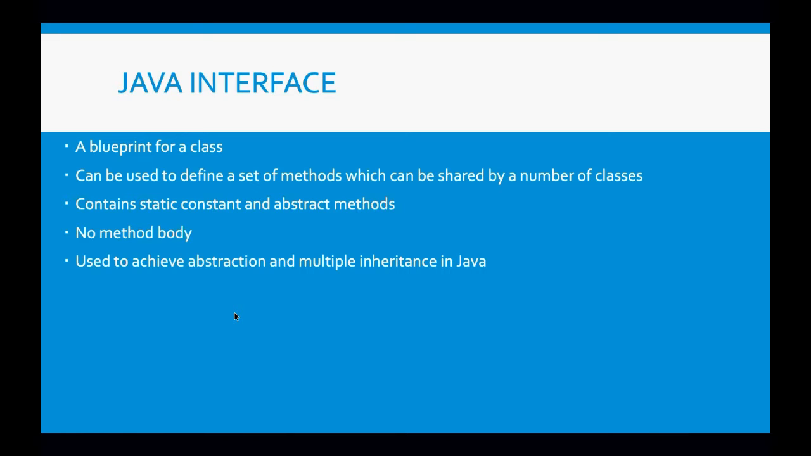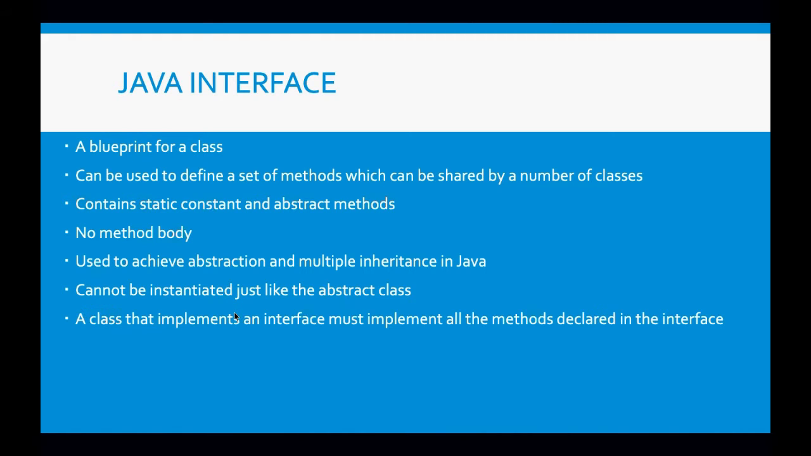We said multiple inheritance is not supported, but an interface can inherit different interfaces, which supports multiple inheritance per se in Java. An interface cannot be instantiated, just like an abstract class, and a class that implements an interface must implement all the methods in that interface, just like an abstract class.